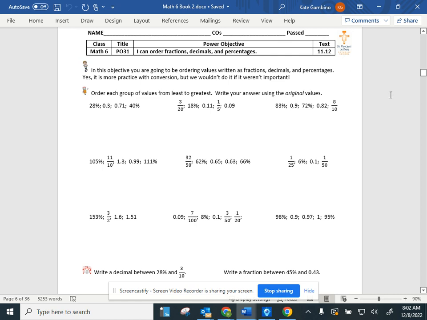Good morning. Today we are continuing with those percentages, and we are going to be using what we've learned about fractions and decimals and percentages and the converting of them. So we are doing PO31. It is a power standard because we're using all that knowledge we've learned about percentages.